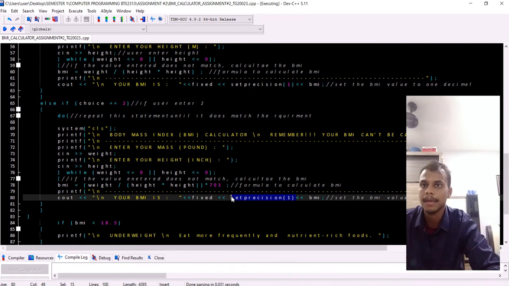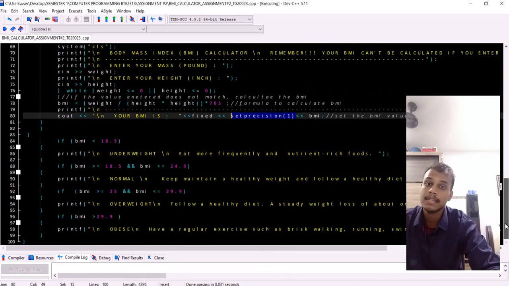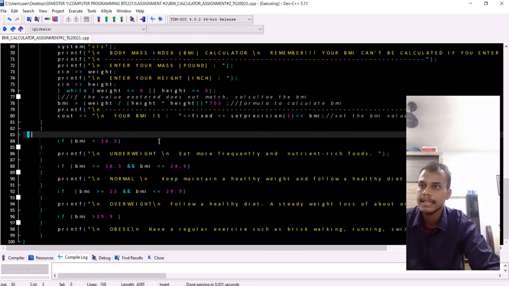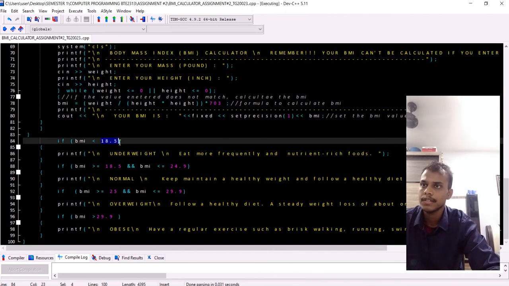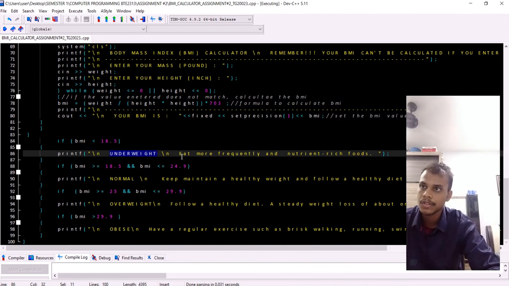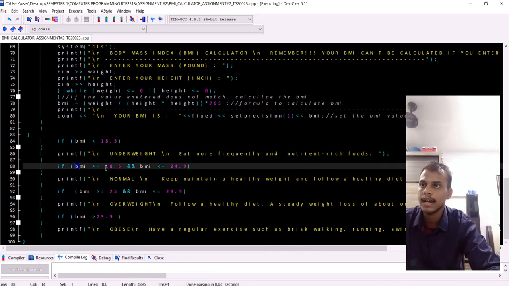Then it displays your BMI, and here we have used set precision, which sets the decimal points of the BMI so that it is easier for our next step. Here we determine which category their BMI lies in. Now if the BMI is less than 18.5, it shows they are underweight, and we have some tips of encouragement for the user.